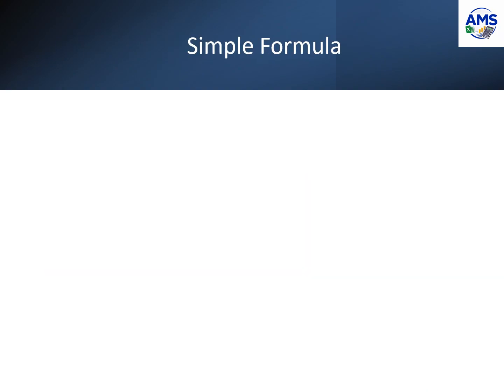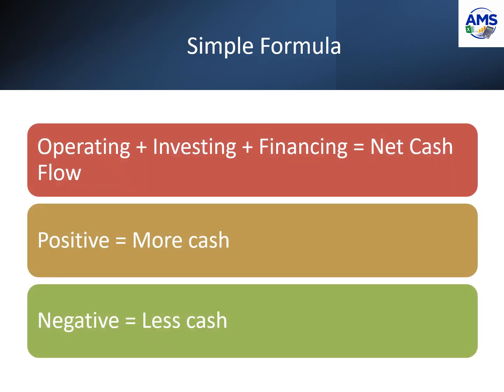So let's look at the simple formula. This will make it stick. With this formula, you have a better understanding of how it's all put together. This is the easiest way to remember everything. Operating plus investing plus financing equals net cash flow. If the final number is positive, cash increased. It means more cash. If the final number is negative, it means cash decreased, less cash.